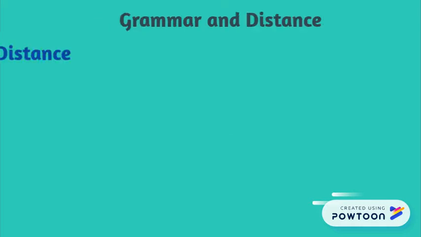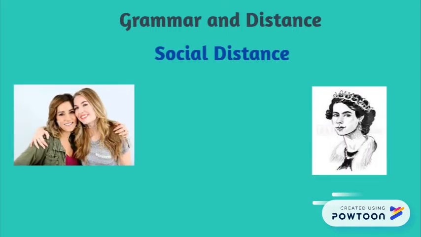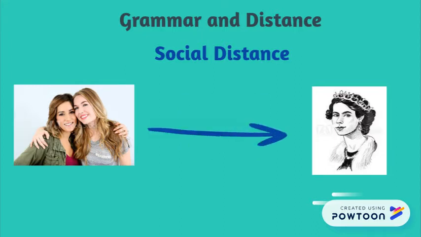First, social distance. Imagine you're having tea with a close friend, or the Queen. To which would you say, "Would you be so kind as to pass the sugar?" You'll need a lot of grammar for the Queen, because there's a big social distance between you. But if you said all that to your friend, she'd be worried about you.